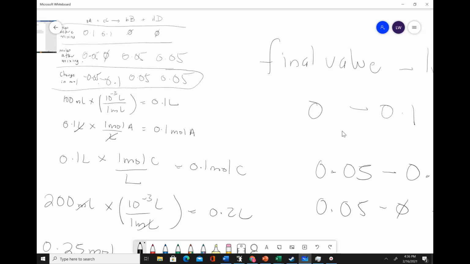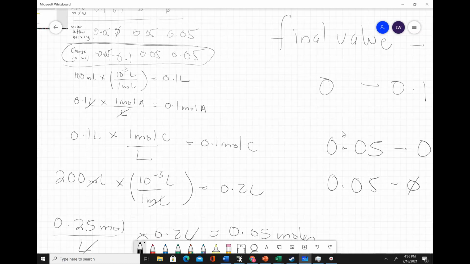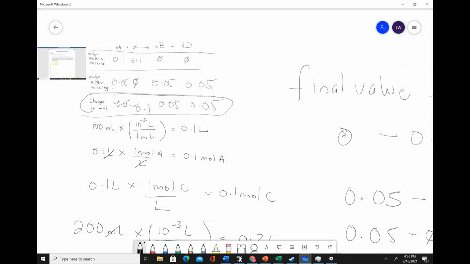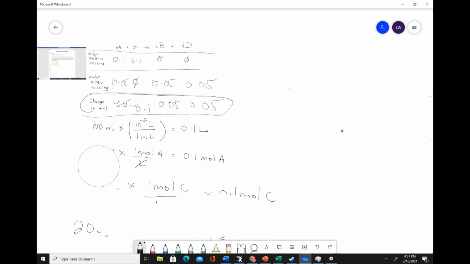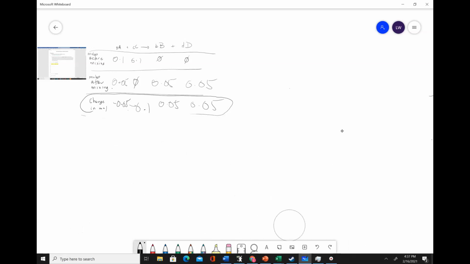So these are the numbers that we're interested in. So 0.05 moles of A got consumed, 0.1 mole of C got consumed to produce 0.05 moles of B and 0.05 moles of D. Now, if you're good, you can see what the coefficients are going to be immediately, right? The number of moles of B and D that I am producing are exactly the same as the number of moles of A that I am consuming.